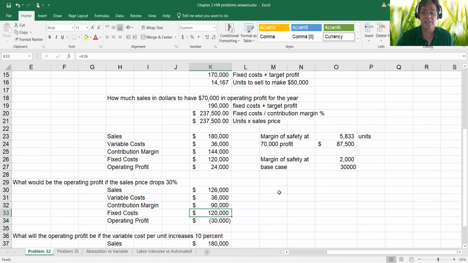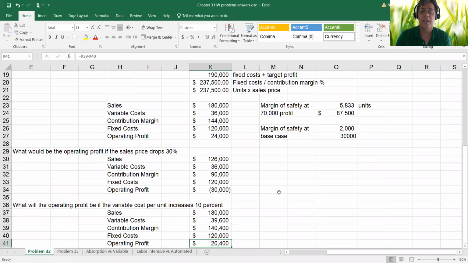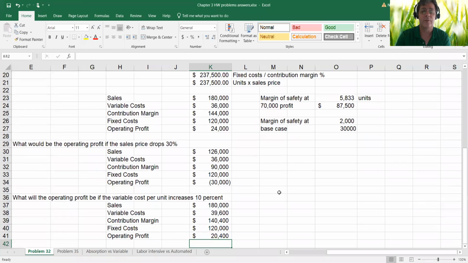And that's what you would anticipate, right? If you somehow reduce your contribution margin, and that's what this is doing. Any reduction in sales price is going to reduce contribution margin. You would expect there to be a drop in our operating profit unless we can increase the sales enough to cover.